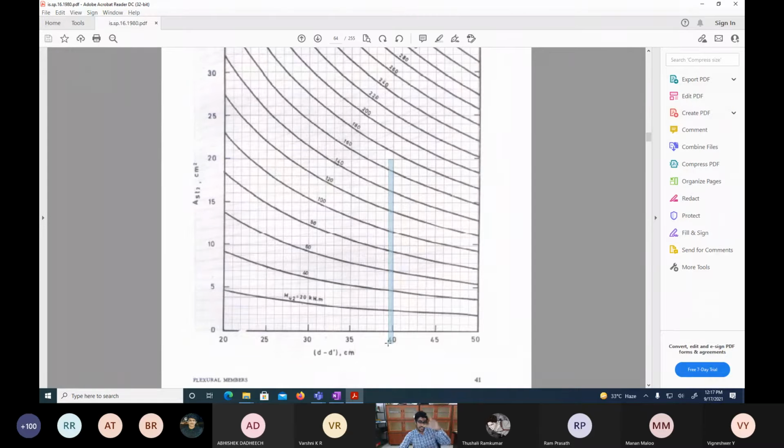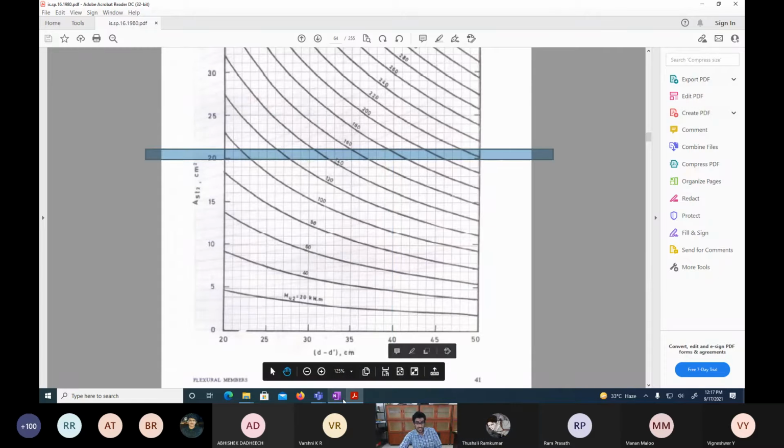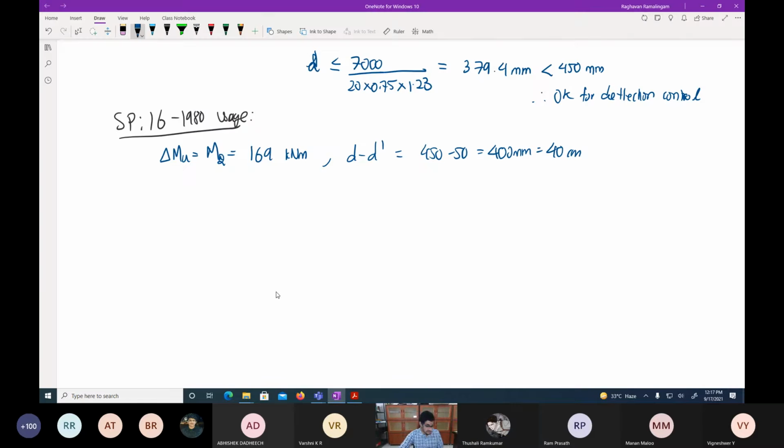Are you able to see my cursor being dragged? That blue color patch, are you able to see? Yes, sir, 20 centimeters square. So that is our AST2 or delta AST. If it was 250 Newton per mm square, then it has to be 20 centimeters square, or in mm square it is 2000. But we have Fy equals 500, not 250.